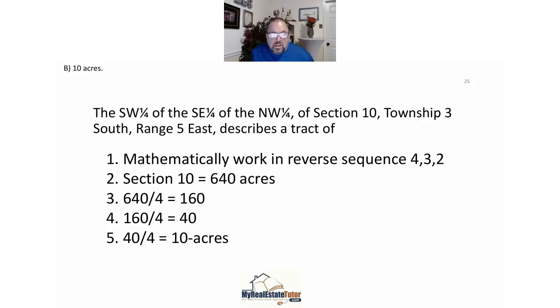Now, you see the southwest 1/4, southeast 1/4. It could be 1/2. Whatever number the denominator is, just divide it by that number. Take that answer, go to the next one, and just work it in reverse till you get to the last one, and that's going to be the acreage. Okay?